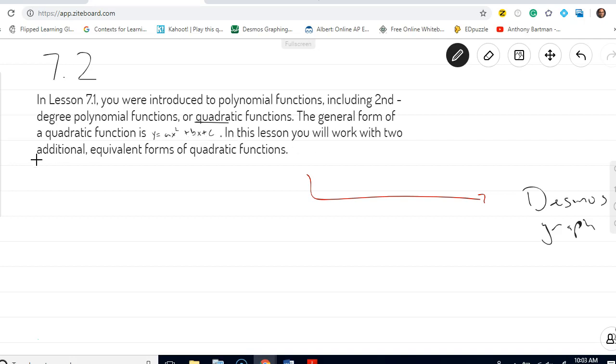In this lesson, we're going to work with two additional equivalent forms of quadratic functions. So we're going to be able to write different types of equations based on the information that we have. This is useful if you just know a and b and c. You can plug this equation in. If we know some other things, then we can probably plug some other values in, and we can probably get an equation that is still a quadratic, but it might be easier to write it in that way versus this way because of the information that we have.